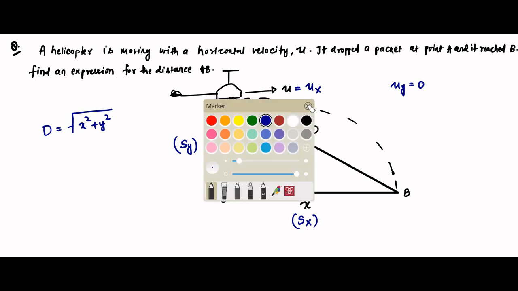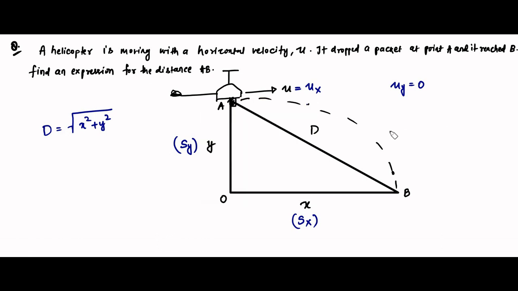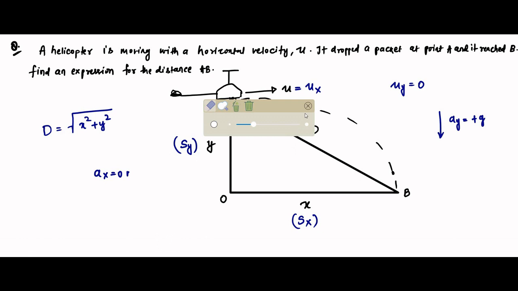Then acceleration due to gravity acts downwards, it supports the downward vertical motion of the packet, so it will be plus g. There is no accelerating or decelerating force in the horizontal direction, so ax will be equal to 0 meter per second square. Again, no unit is given, so we can simply keep it as 0.